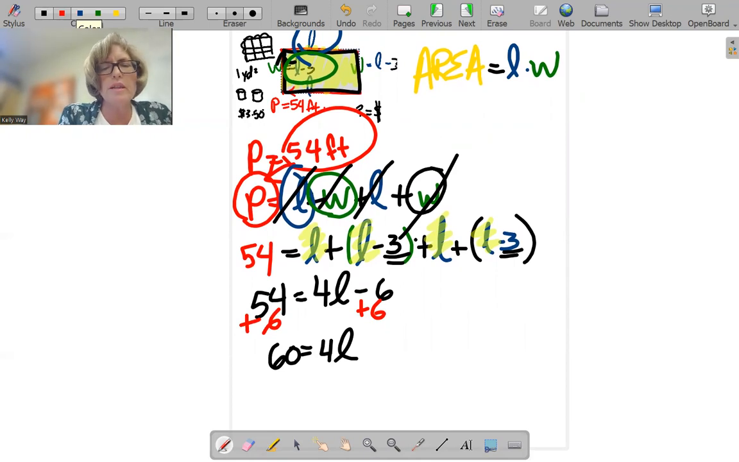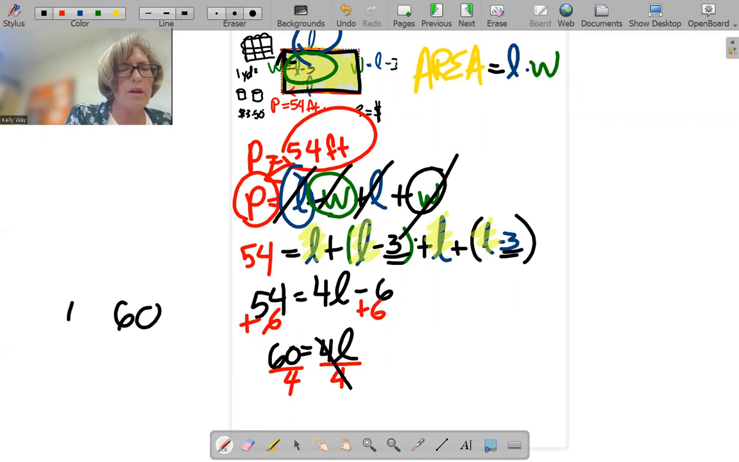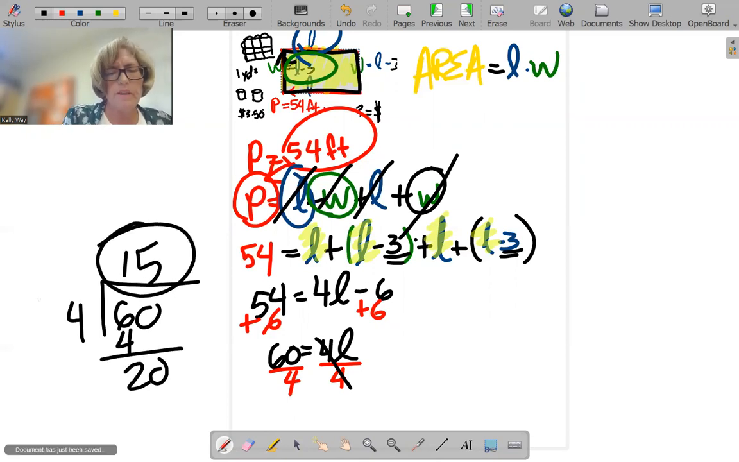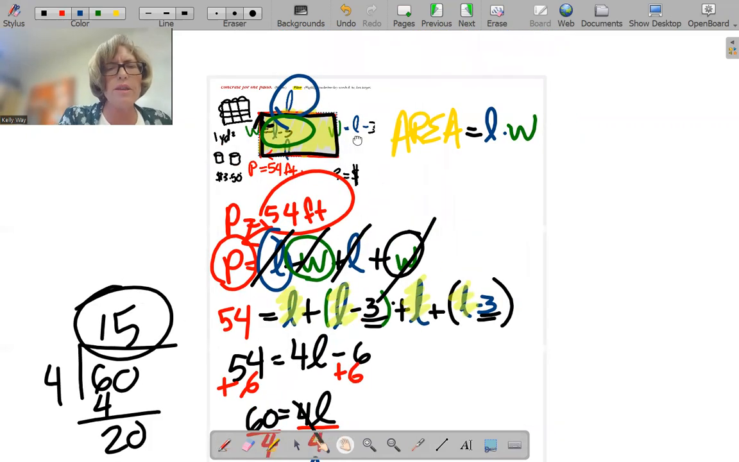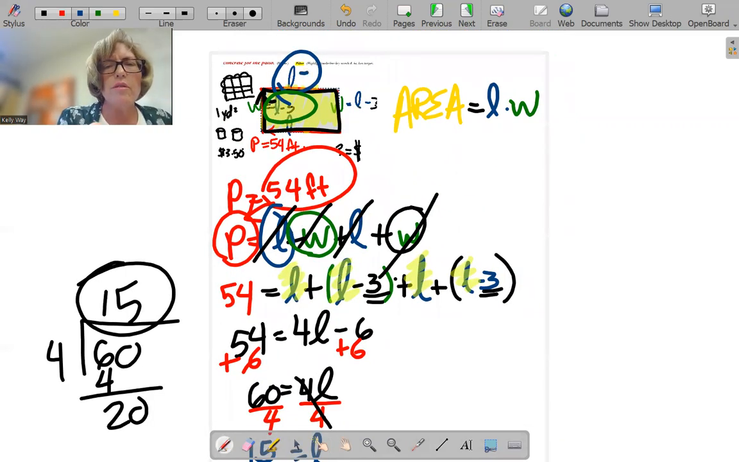Add 6 to both sides, I get 60. Now I'm going to divide by 4. 60 divided by 4. All right, you just found the length, nowhere near done. So our length is 15 feet. Our width is 3 feet shorter than that. So 15 minus 3, my width is 12 feet.